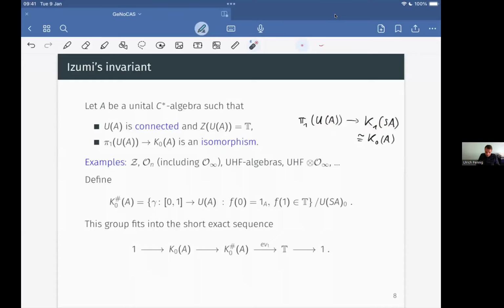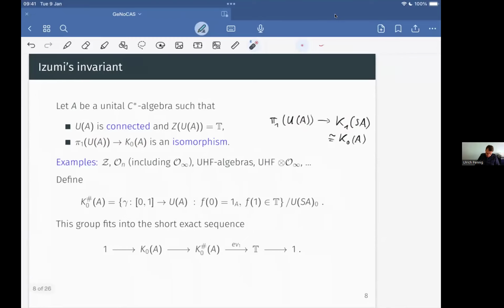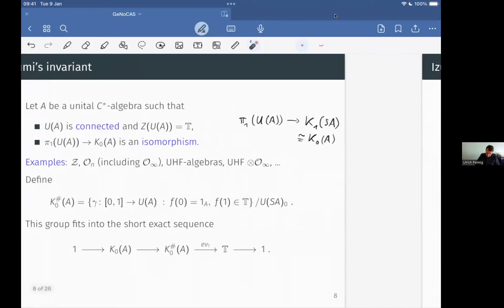Right. So the only thing that I demand here is that this is already an isomorphism, and I don't have to go to stabilizations, to matrix stabilizations. That's what I'm demanding for this to be an isomorphism. All right, so I have this extension of this K0 group. So what do I do with this?